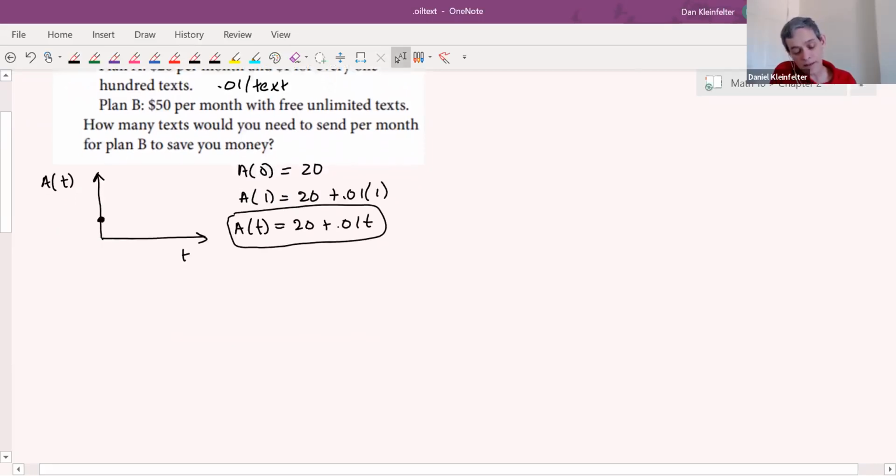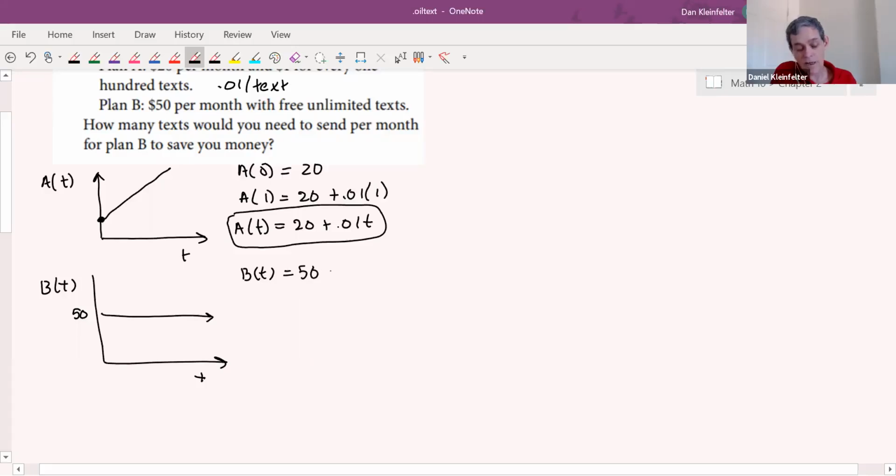Okay, and then for B, it's going to be $50 a month with free unlimited texts. So for B of T, it's going to be a flat fee that is independent of the number of texts. It'll be constant at $50 per month, regardless of how many texts you send. So our B of T will be 50, and then if you really want to be math-looking about it, you can say plus 0T, because each text is costing you nothing. But of course, it's just simpler to say B of T is equal to 50.